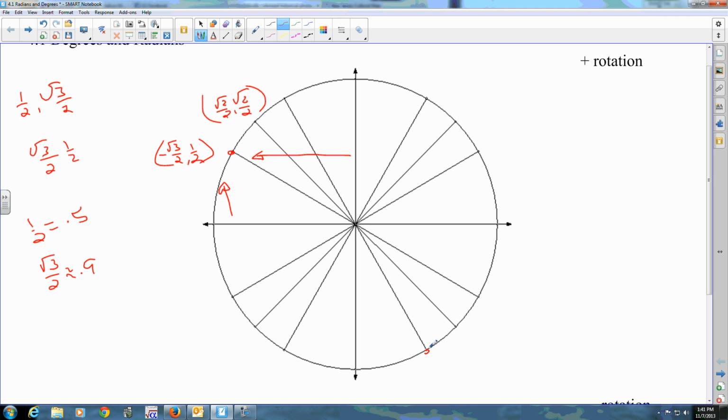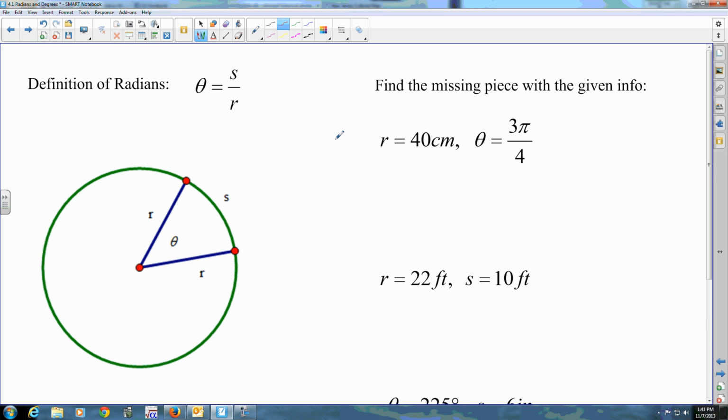Okay, well, what about that one? You're not as far over as you are down, so the x value is smaller and the y value is bigger. Okay, not forgetting the negative, but I think you get my point. All right, enough on the unit circle.